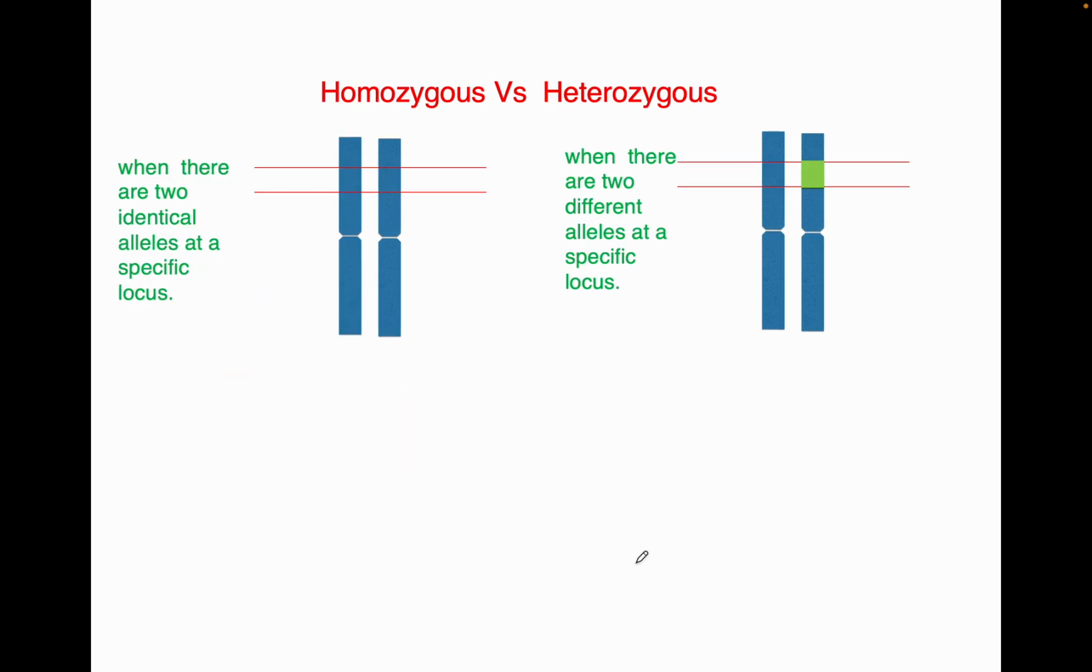Homozygous versus heterozygous. When there are two identical alleles, for example, in this case, this is homozygous, and these identical alleles are at a specific locus. And when there are two different alleles at a specific locus, now this is the heterozygous condition.